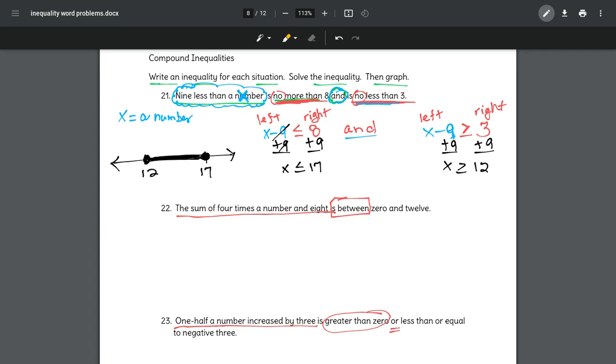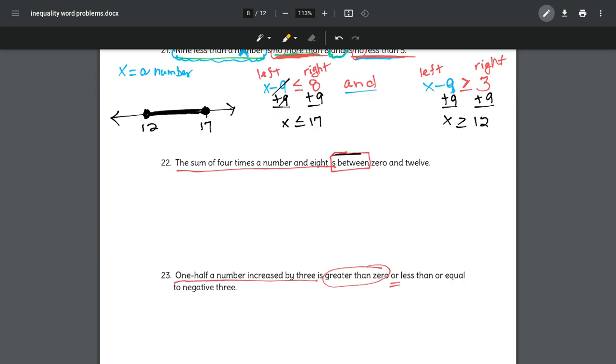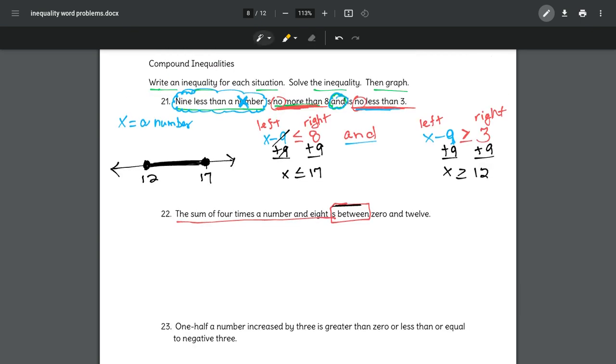Let's look at 22. It says the sum of 4 times a number and 8 is between 0 and 12. So it has is between.